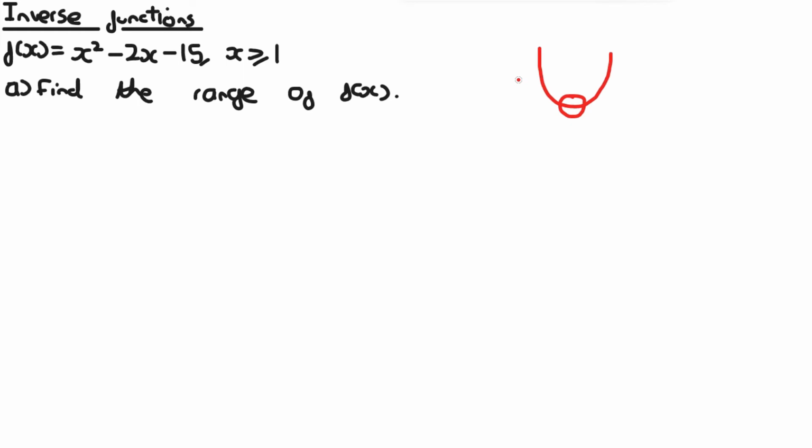So if we find this minimum point, check that it does lie in this domain for when x is bigger than or equal to 1, and then find the y value, this will be the lower bound of the range of f(x). And the easiest way to do this, in my opinion, is to do differentiation and find the stationary point. So f'(x) is equal to, x squared differentiated is 2x, and minus 2x differentiated is minus 2. Therefore f'(x) = 2x - 2.